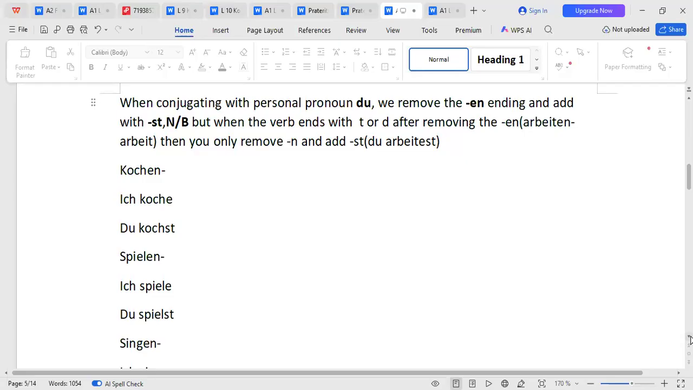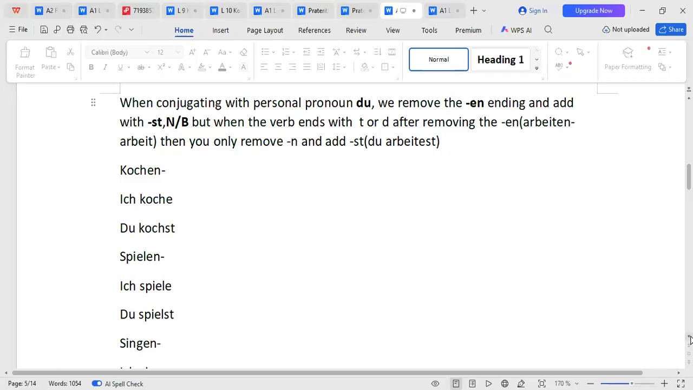But there is an NB there. When the verb ends with t, te, or de, after removing the en, for example, arbeiten. Arbeiten means to work. So after removing the en from arbeiten, we have arbeit. Then you only remove the n and add an st.